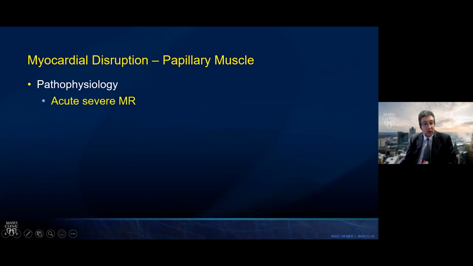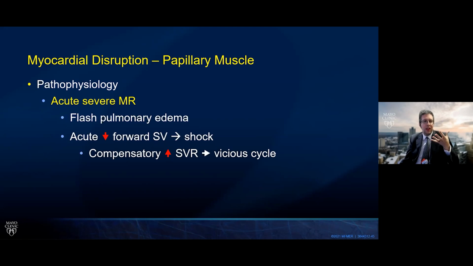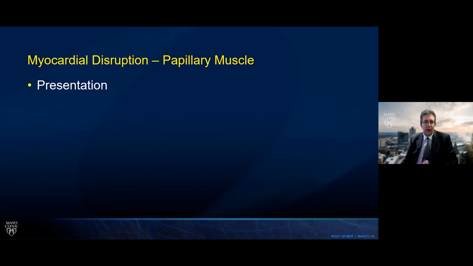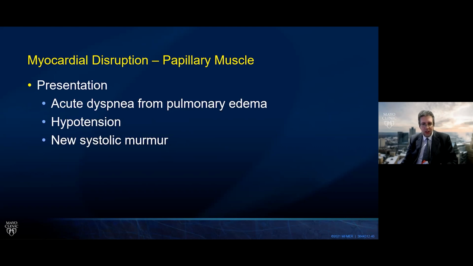These patients present with acute severe mitral regurgitation and flash pulmonary edema. As we begin to eject blood rapidly into the left atrium, now we're ejecting less blood out the aorta. So you have this sudden, profound drop in forward stroke volume that can result in cardiogenic shock. Now, our baroreceptor reflex sees this profound decrease in forward flow and can increase our systemic vascular resistance in an effort to maintain end organ perfusion, but that actually increases LV afterload and further causes mitral regurgitation. A vicious cycle can develop unless we quickly turn this around and seek repair of this mechanical complication. These patients present with acute dyspnea and pulmonary edema.